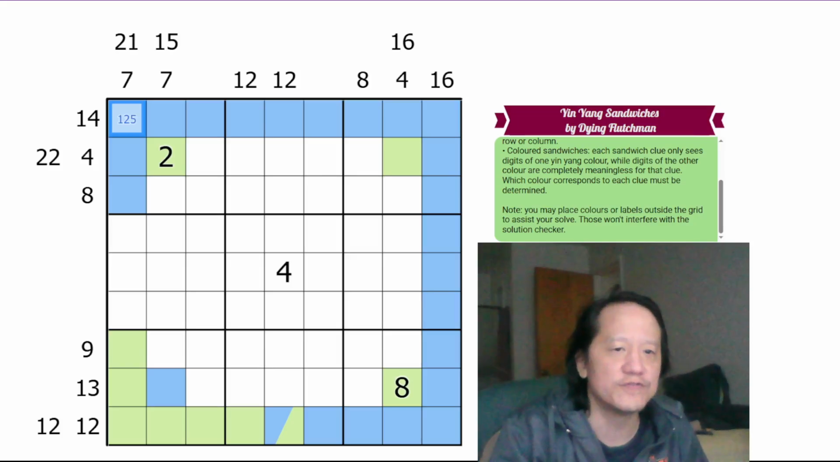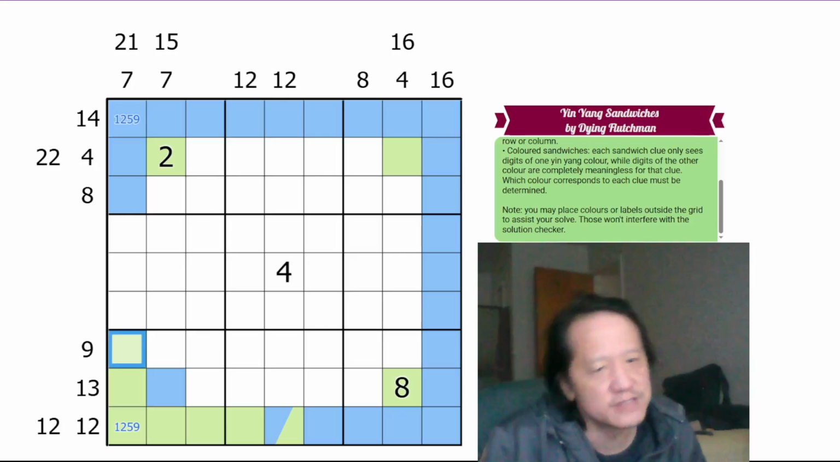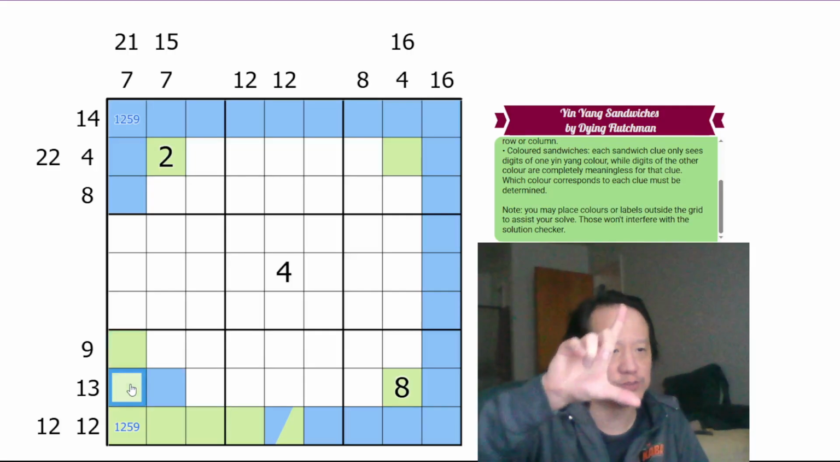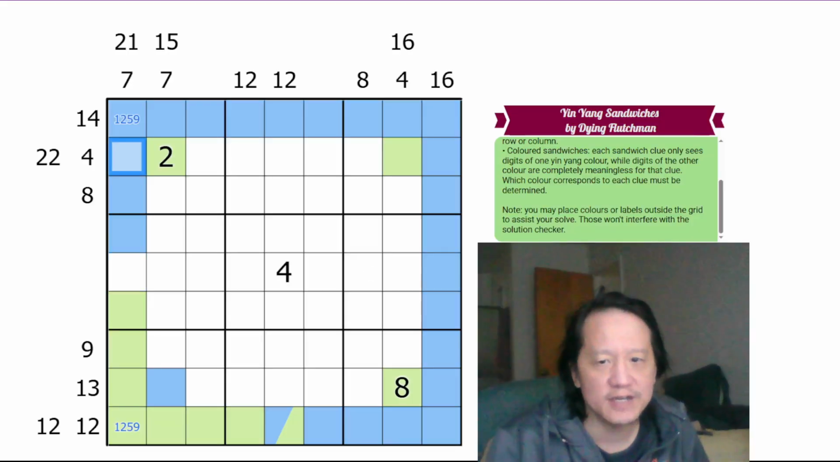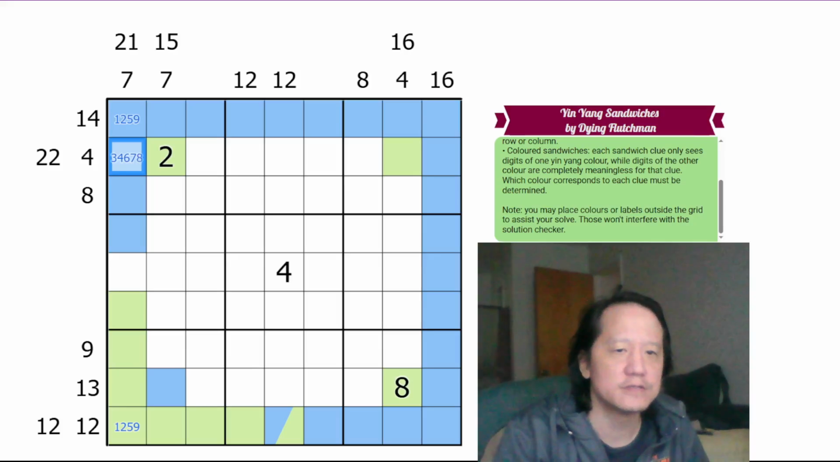So this is 1, 2, 5, or 9. This is 1, 2, 5, or 9. And it cannot be a singleton 7 in between, right? Because you have to have the difference between 1 and 5, which is 3 and 4. So this is always green, and this is always blue. And this is either one. So this has to be 3, 4, 6, 7, 8. It's either 3, 4, or it's 6, 7, 8 in between.